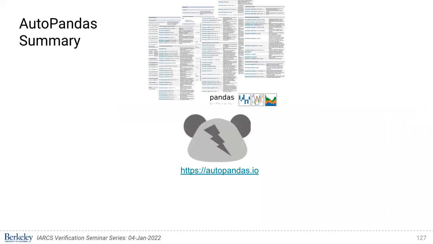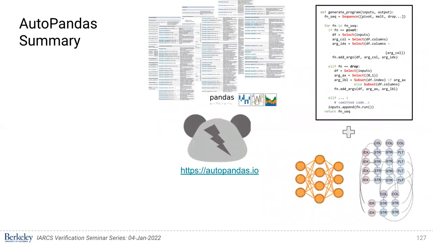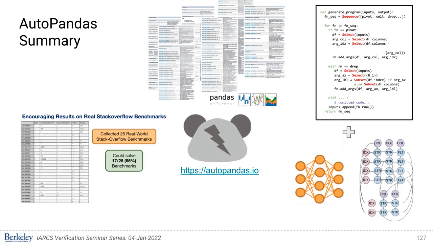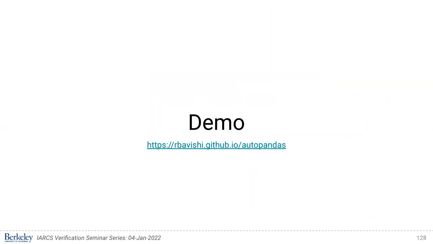So with AutoPandas, we tackled pandas, we introduced generators, we used graph neural networks because we are modeling input-output examples as graphs, and we saw encouraging results on Stack Overflow benchmarks. And before I open this up to questions, I just want to show you a demo of the website that we had for AutoPandas.